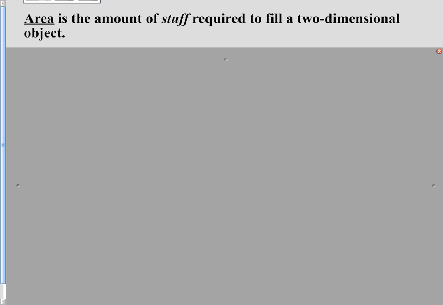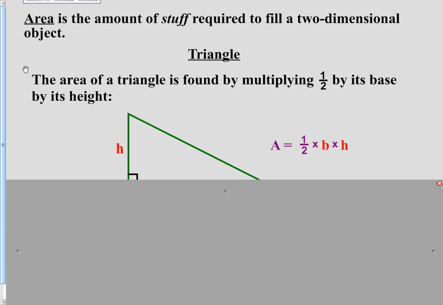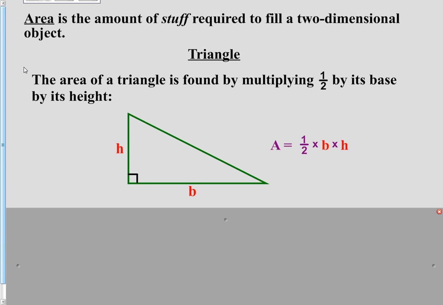So we started off with the basic definition. Obviously, area is the amount of stuff required to fill a two-dimensional object. Then we talked about our most basic polygon, the three-sided polygon, the triangle. And the area of a triangle is found by multiplying 1/2 times its base times its height.